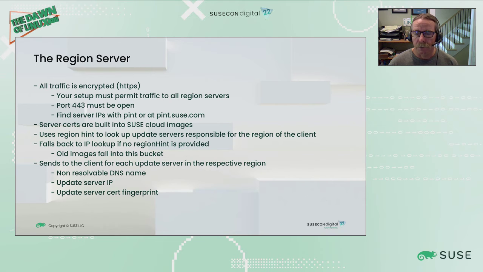And then once we have all the information from the client, the region server sends back a non-resolvable DNS name for all the update servers in a given region. It provides the update server IP, and it provides the update server fingerprint. And this is how we get the verification. The region server provides the update server certificate fingerprint, and from the update server, we download the certificate, and then we compare those fingerprints, and that closes the chain of trust.